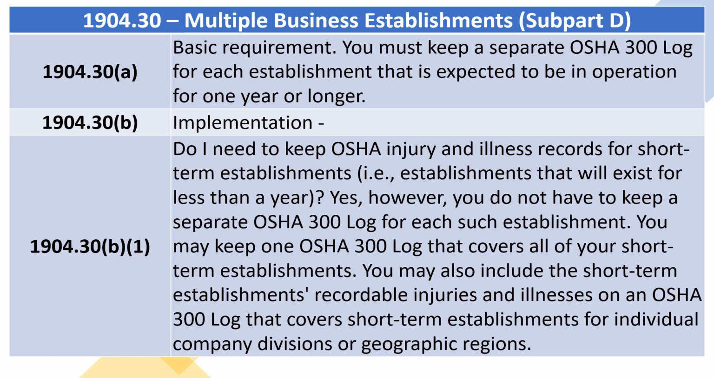1904.30b, Implementation. 1904.30b1, do I need to keep OSHA injury and illness records for short-term establishments, i.e., establishments that will exist for less than a year? Yes, however, you do not have to keep a separate OSHA 300 log for each such establishment. You may keep one OSHA 300 log that covers all of your short-term establishments.